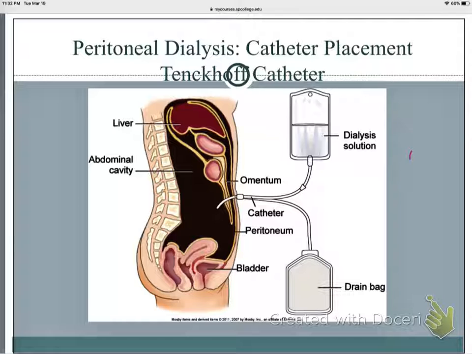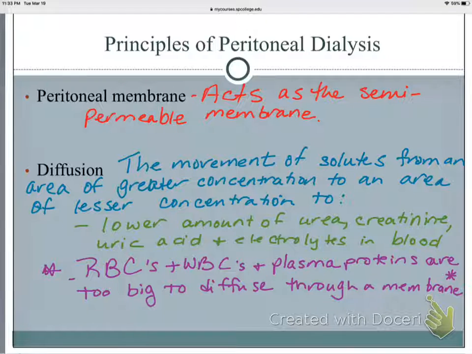So before we begin peritoneal dialysis, and that's just a picture of it, we're just going to discuss how it works. They need to have a catheter placed for peritoneal dialysis, so they have to go through a surgical procedure initially. So for peritoneal dialysis, we use the peritoneal membrane as the semi-permeable membrane.